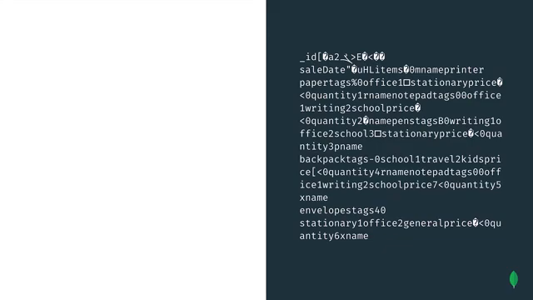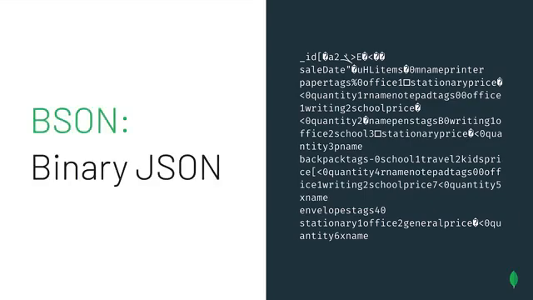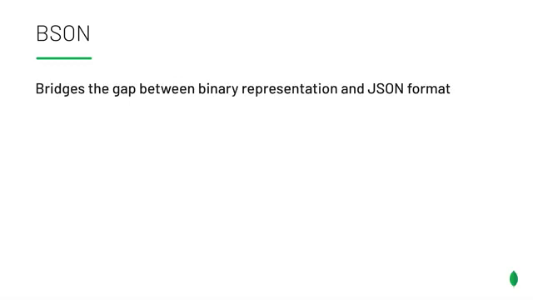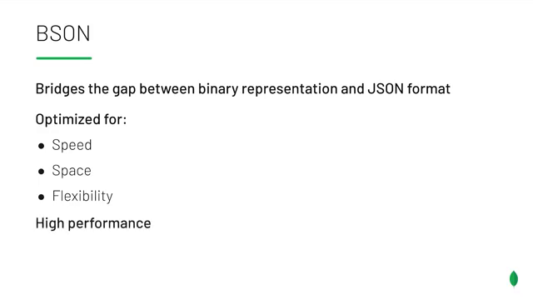If you look at your data the way it is stored in memory, you'll see something like this. This format is called BSON, which stands for binary JSON. Why BSON? Well, BSON was invented to bridge the gap, a binary representation to store data in JSON format, optimized for speed, space, and flexibility. The goal was to achieve high performance and general purpose focus.